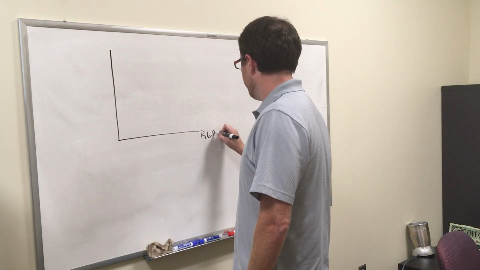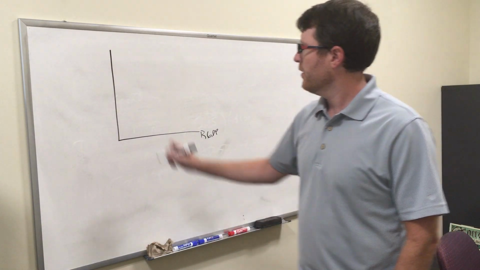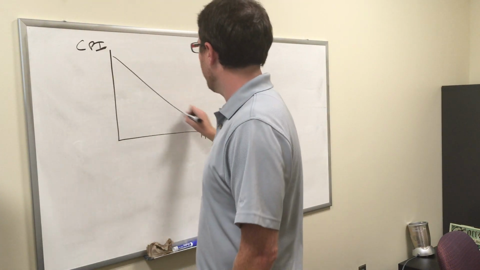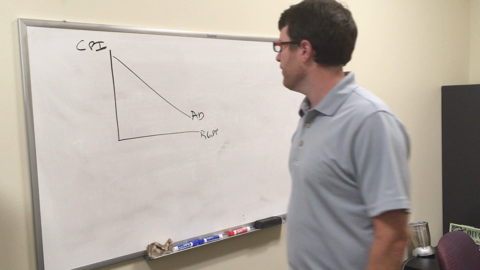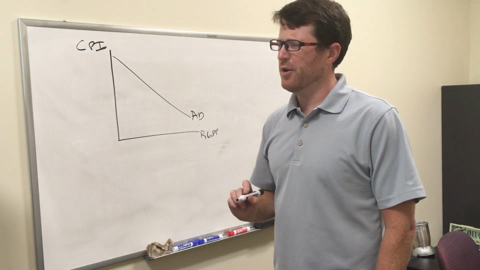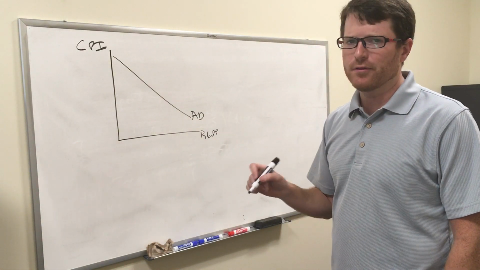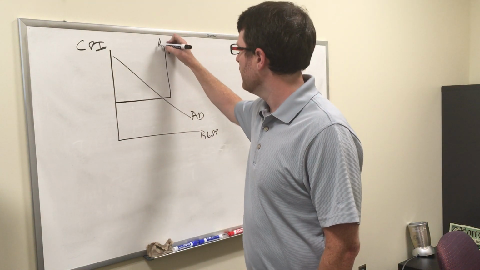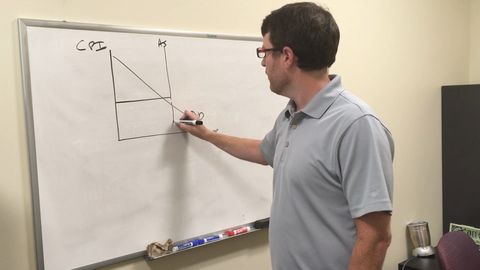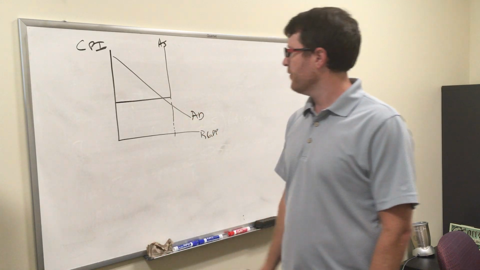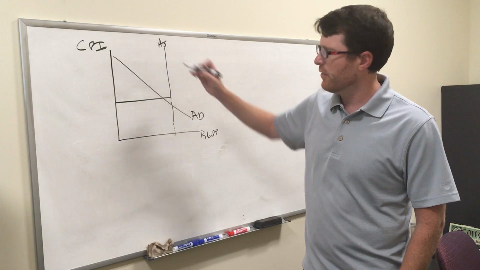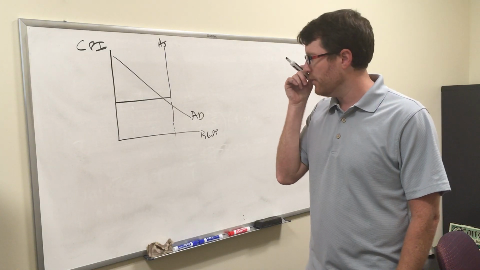Here's our real GDP. Here's our CPI. Here's our aggregate demand. Maybe it looks like that. And then aggregate supply is the weird part, right? This all looks like the classical model so far. But here's the aggregate supply, and this is what's going to be unique for the Keynesian model. Aggregate supply he has going completely flat across and then completely vertical. That's how he thought it was shaped.